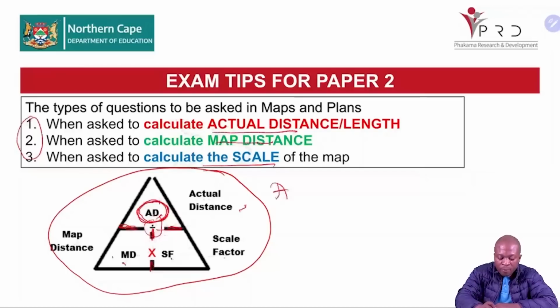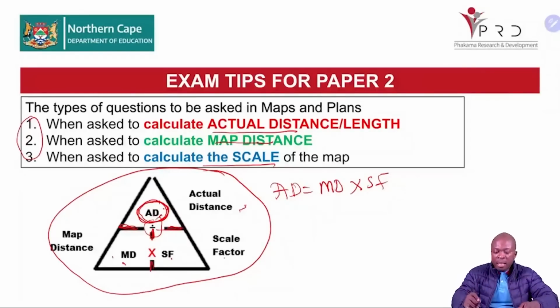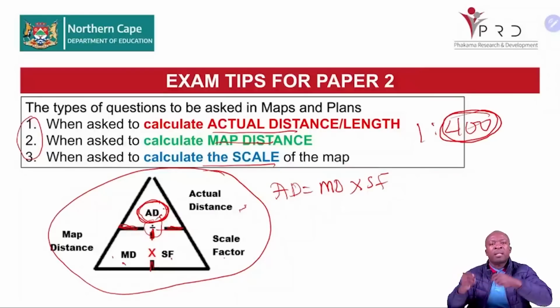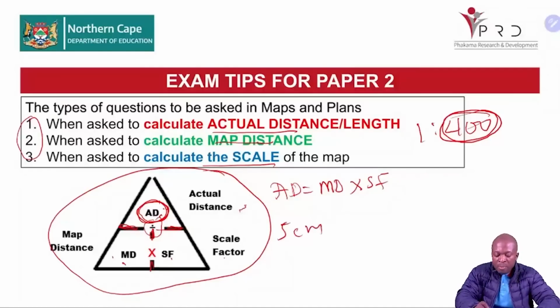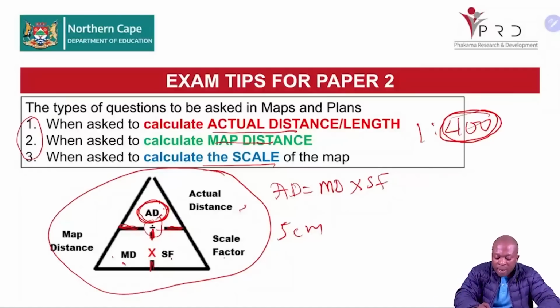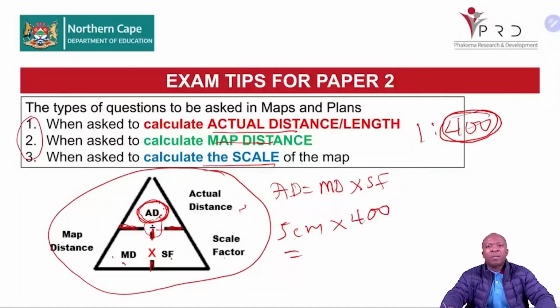If you want to find AD, it is going to be MD times SF. What is the SF? If my scale is, let's say, 1:400, then my SF, which is my scale factor, is 400. Not 1:400. It is 400. So let's say the distance on the map is 5 centimeters. Because the examiner says you must find the actual length, the actual size, the actual distance, you're going to say 5 centimeters times my SF of 400. Then you press and write your answer.